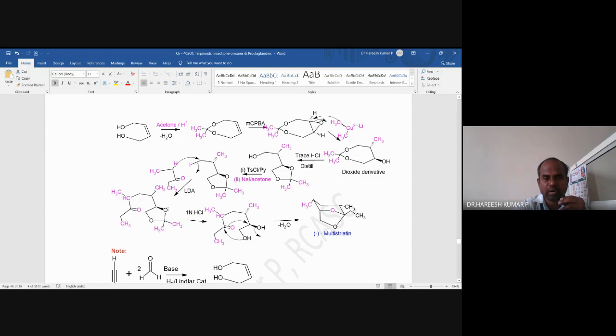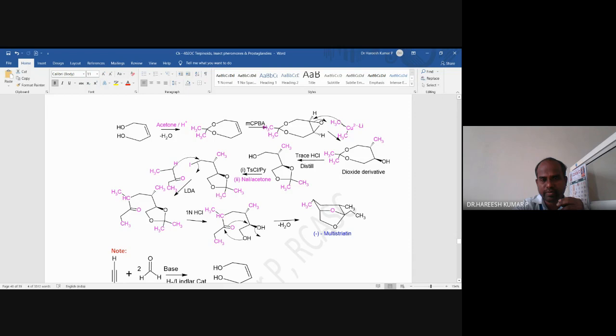Once there is a bond formation between the oxygen and hydrogen, then this bond pair breaks. So when this bond pair breaks, there will be a positive charge on this carbon. The water present in the HCl will attack here, and later this oxygen also captures a proton and breaks this. So that is how the ketol is converted into vicinal diol.